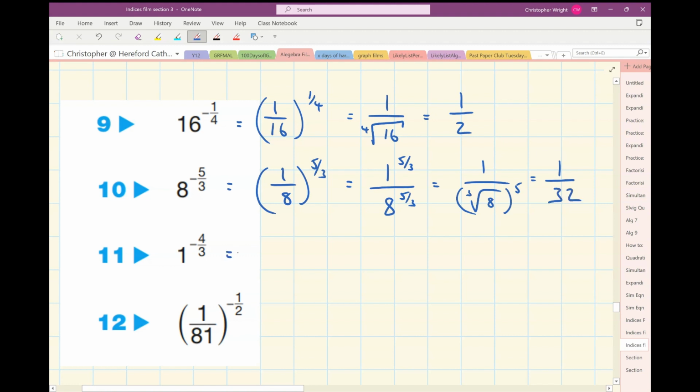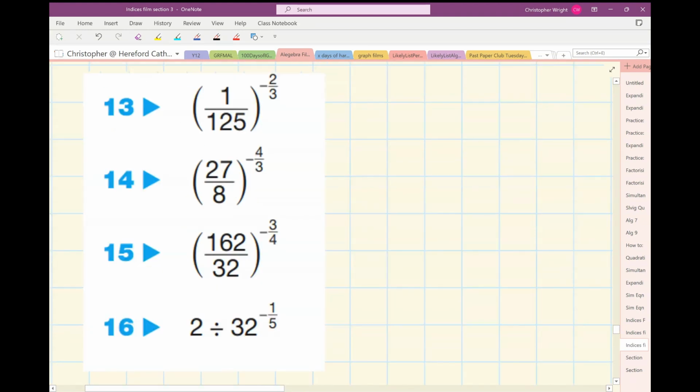Number 11. Well, that's 1 to the power of something. So the answer is going to be 1. Number 12. 1 over 81 to the power of minus a half is 81 over 1 to the power of a half. It's just the square root of 81. 9. 1 over 125 to the power of minus 2/3 is going to be 125 over 1 to the power of 2/3, which is the cube root of 125 squared, 5 squared, 25 over 1.